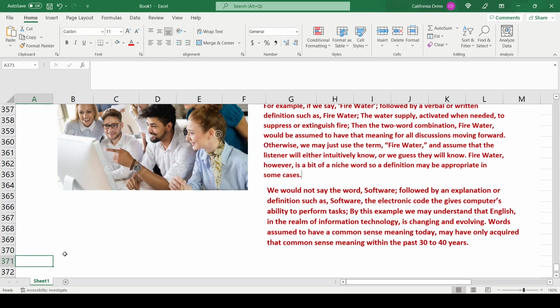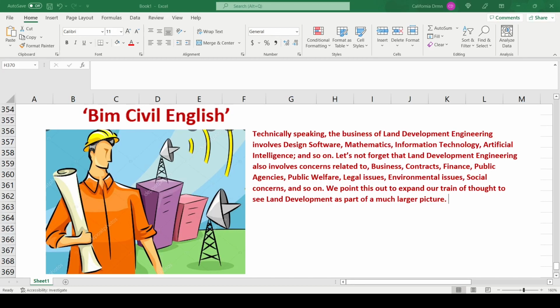By this example, we may understand that English, in the realm of information technology, is changing and evolving. Words assumed to have a common sense meaning today may have only acquired that common sense meaning within the past 30 to 40 years. Technically speaking, the business of land development engineering involves design software, mathematics, information technology, artificial intelligence, and so on.